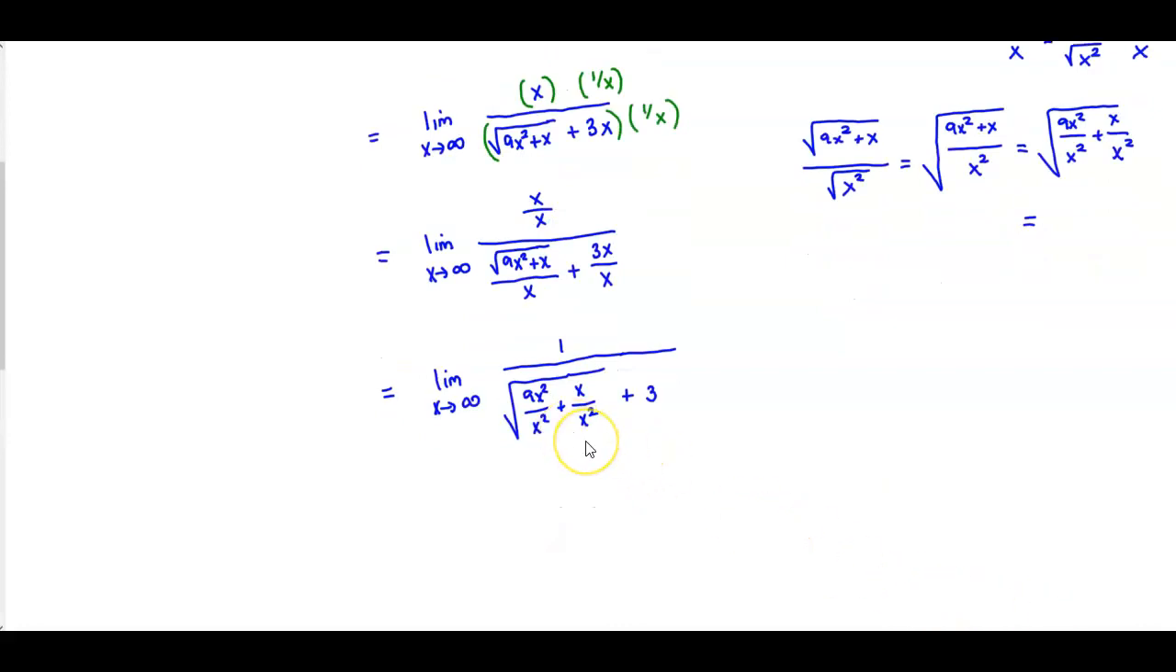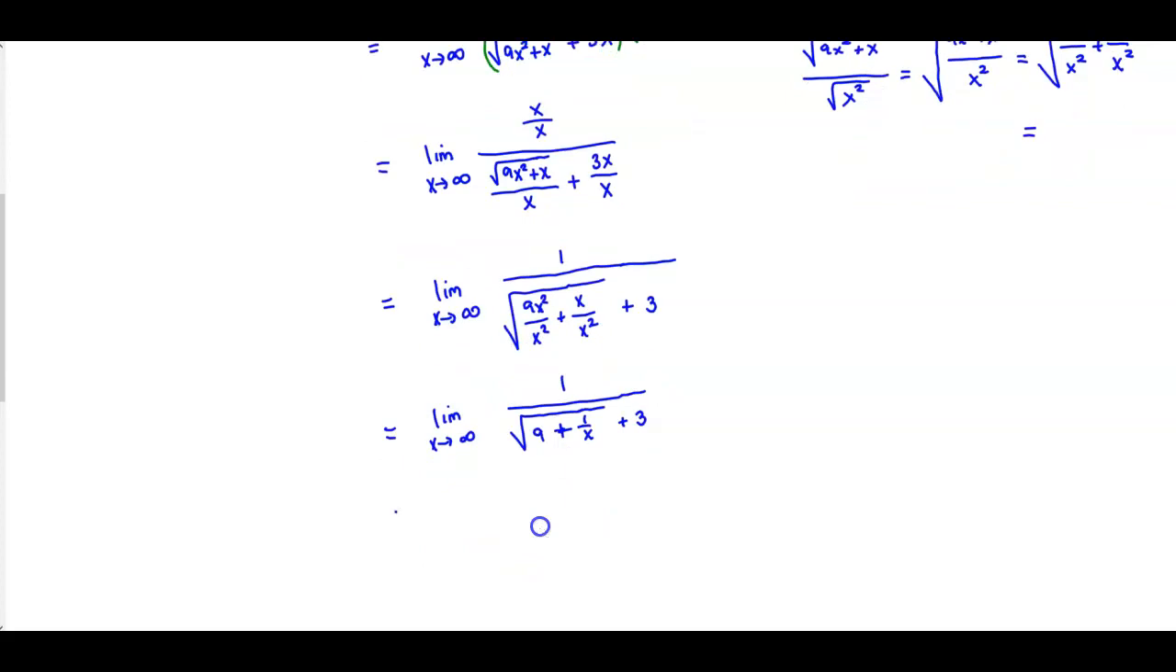Now let's simplify what's under the radical. We have the limit as x approaches infinity of 1 over the square root of, well, that's 9x squared over x squared, which is 9, plus this is 1 over x, plus 3.